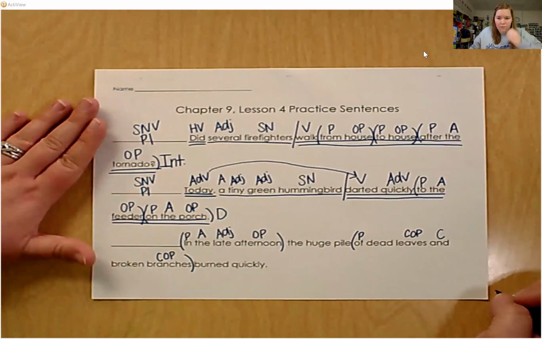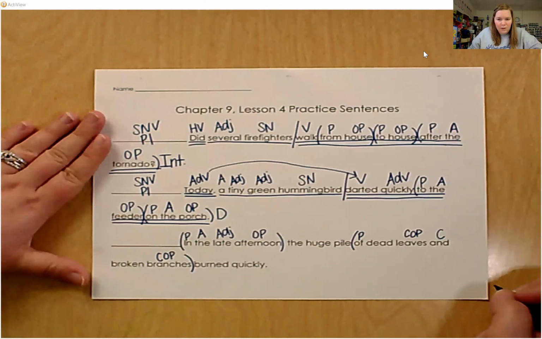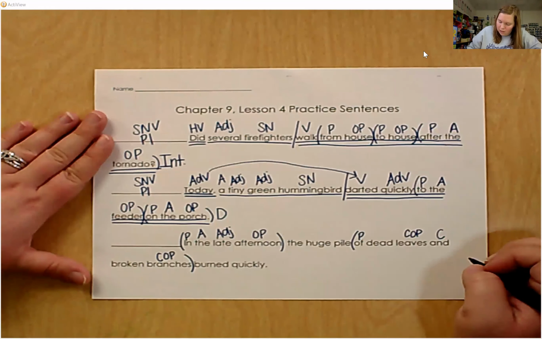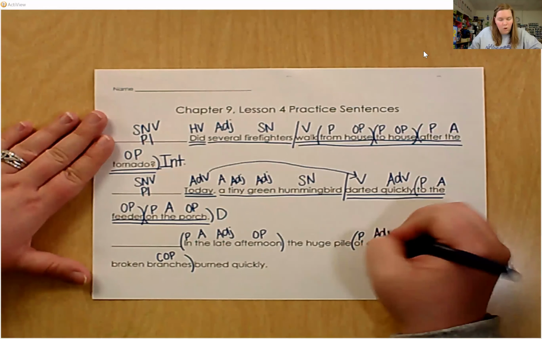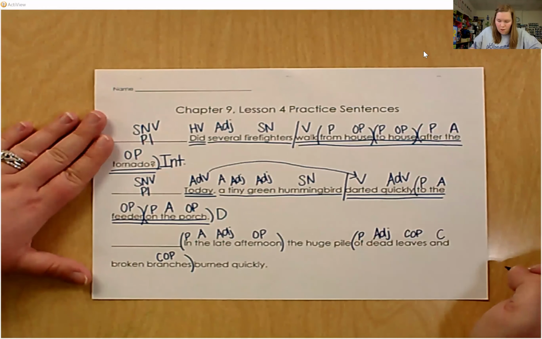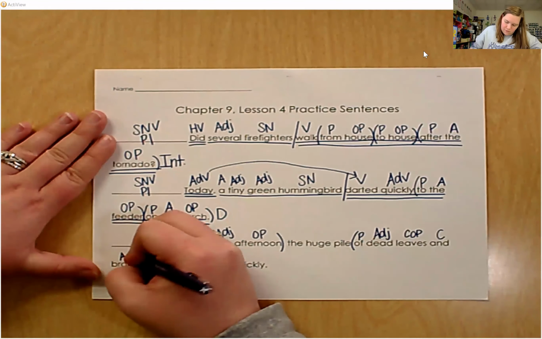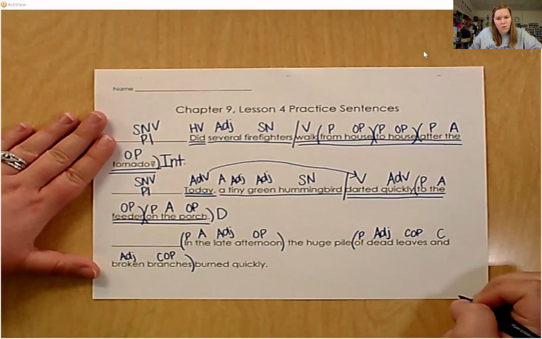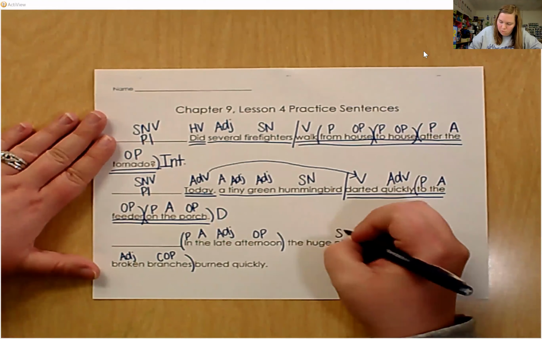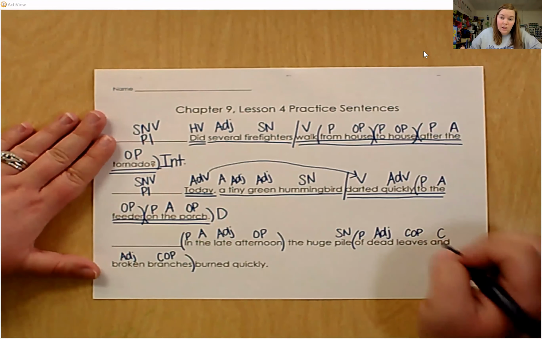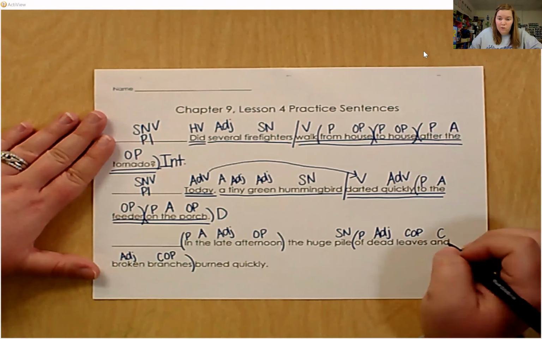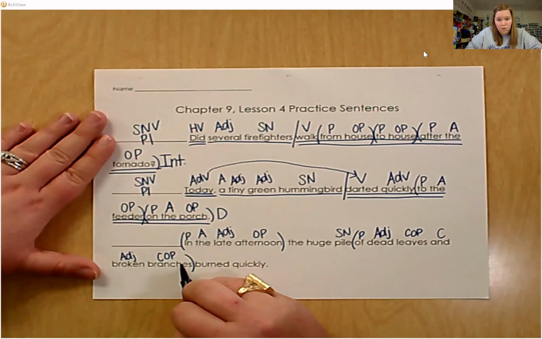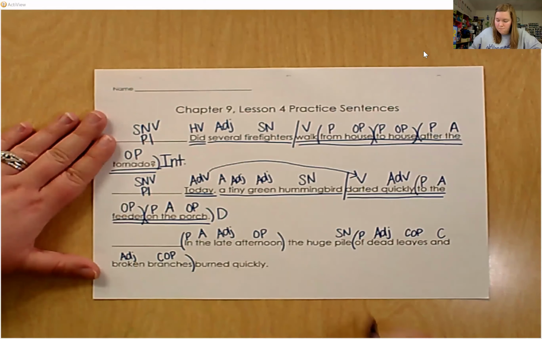Remember, when you have one C, you have to have three. What kind of leaves? Dead, adjective. What kind of branches? Broken, adjective. What is the subject of the sentence? Pile, subject, noun. That's why we have to find the prepositions first, because I bet you probably might have put leaves or branches if you didn't do that already. Once it's already in the prepositional phrase, it can't be the subject, okay?